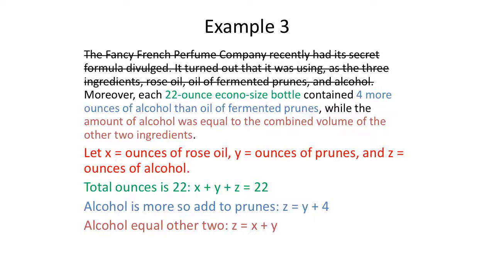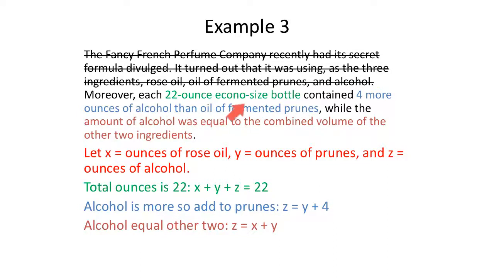Alright. First of all, there was a 22-ounce econo-sized bottle. If you're buying perfume 22 ounces at a time, it's not fancy, and it's probably not French. So, 22 ounces altogether. Remember, X is the number of ounces of rose oil, Y is the number of ounces, Z is the number of ounces, so I have a total for ounces. The total number of ounces is 22, so X plus Y plus Z has to be 22. Alright, there's one equation down, we just got to get 2 more.